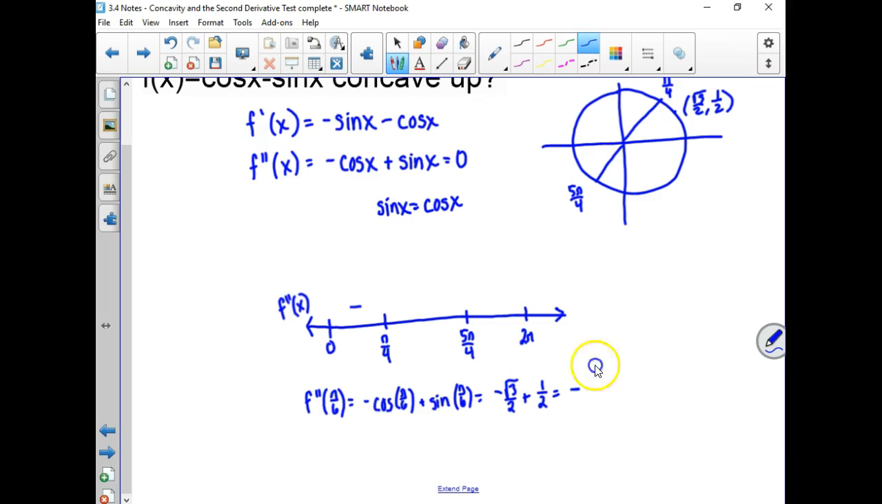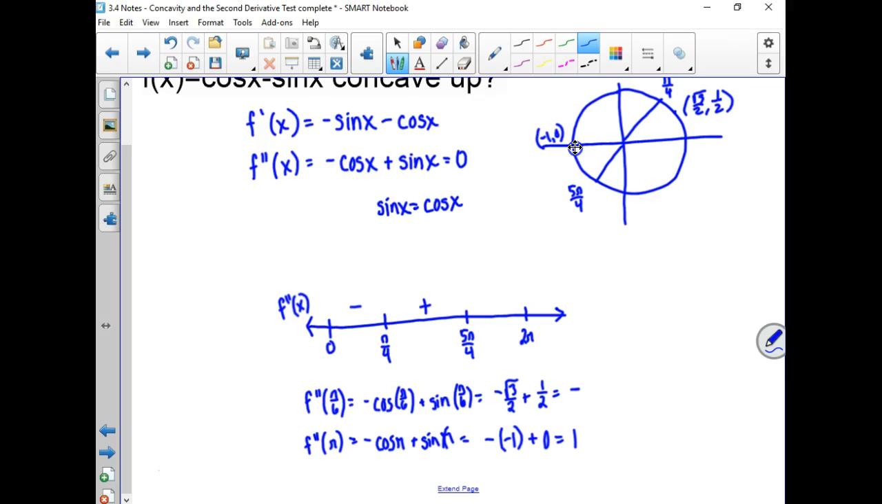Then we need to check something between pi over 4 and 5 pi over 4, which either pi over 2 or pi are both good ones to use for that. So let's do pi. So we get negative cosine of pi plus sine of pi. And cosine of pi, let's see here, we are at negative 1, 0. So we've got negative, negative 1 plus sine of pi is 0. So we get a positive 1 there. So we'll get a positive in this section.